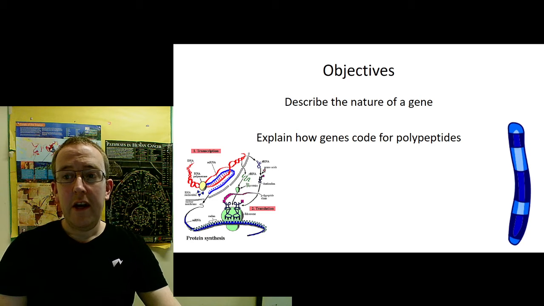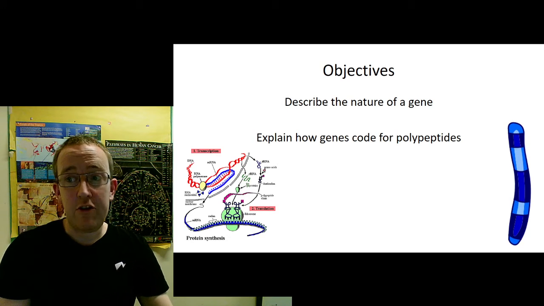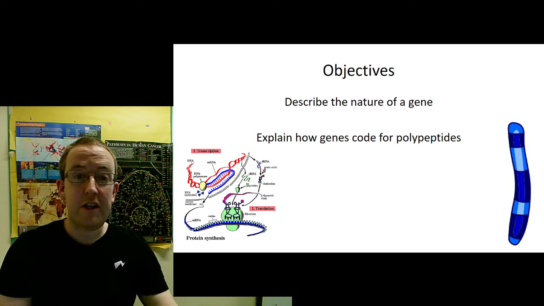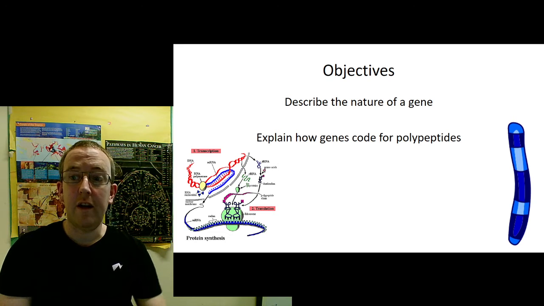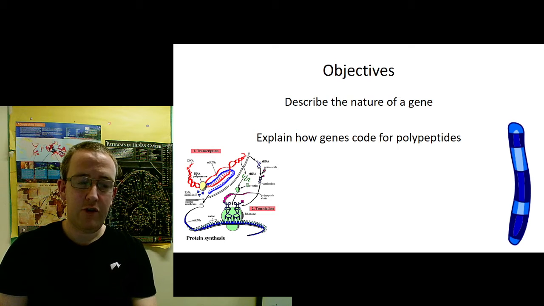Okay, so here's our objectives. Firstly, describing the nature of the gene, and then explain how genes code for polypeptides in a sort of broad overview type of way, and that's what that picture down at the bottom left shows you.